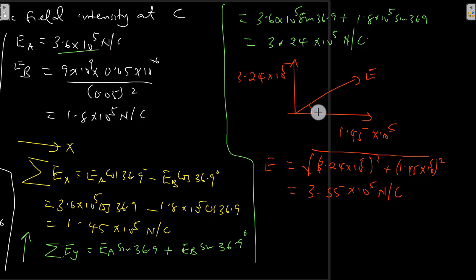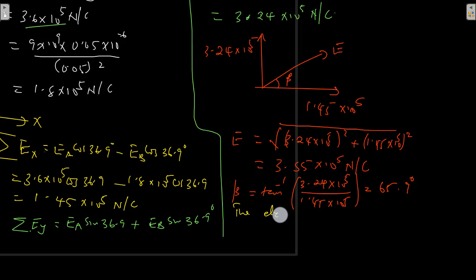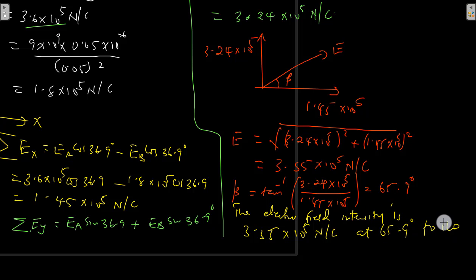Let's find the direction, call that direction beta. So beta is going to be tan arc of the vertical component, 3.24 exponent 5 divided by 1.45 exponent 5, and that's going to be about 65.9 degrees. So the resultant electric field intensity is going to be 3.55 exponent 5 newtons per coulomb at an angle of 65.9 degrees to the horizontal.